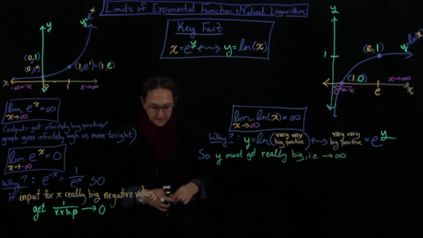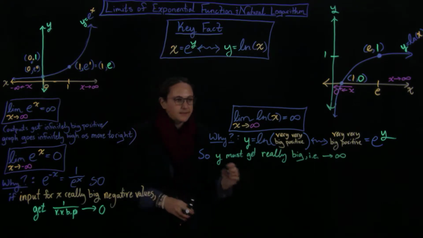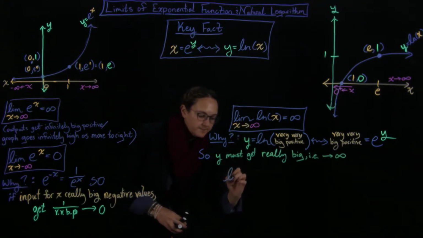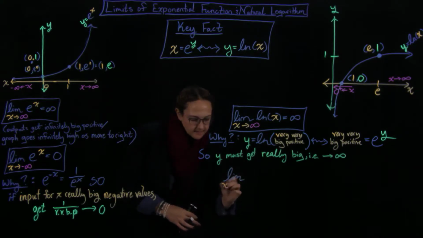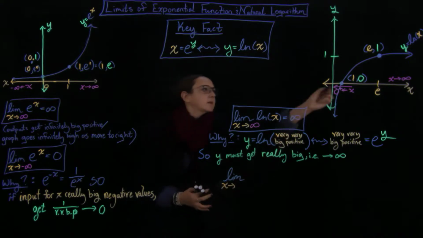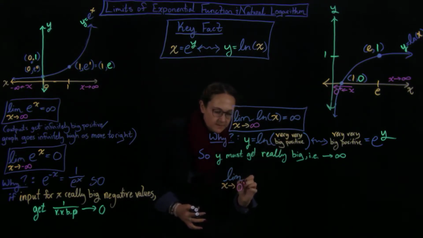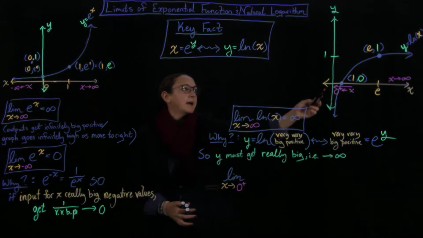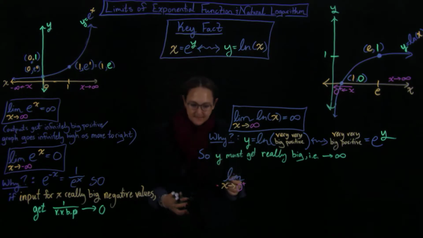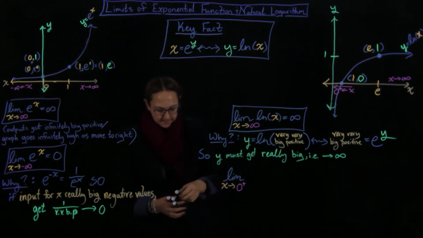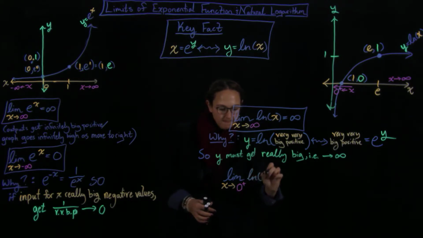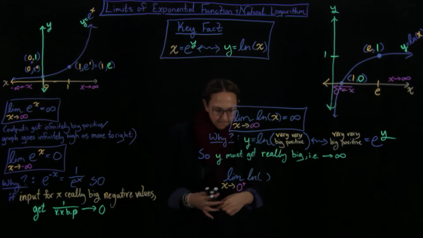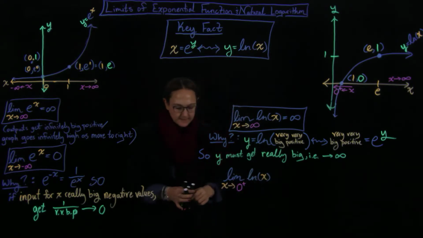Okay, now let's look at another one. So now we want to look at the limit as x approaches, we're going to look at this limit here. It's the only other useful one to look at because we can only put in positive input values because of this. So this is the natural log of x, and it's going to equal minus infinity.